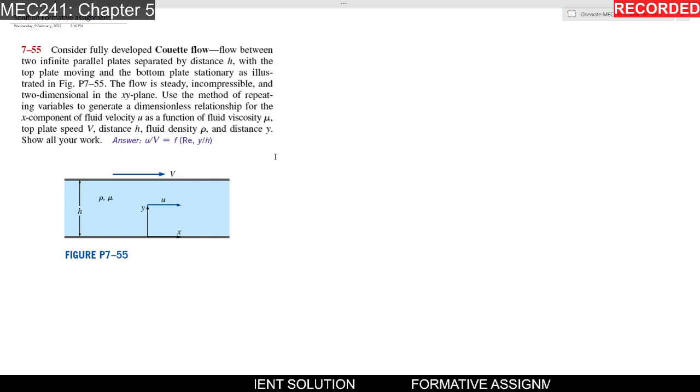So the fluid velocity u is a function of fluid viscosity mu, top plate speed V, distance h, fluid density rho, and distance y. Okay, show all your work. So it is already given here the answer for the final relationship.